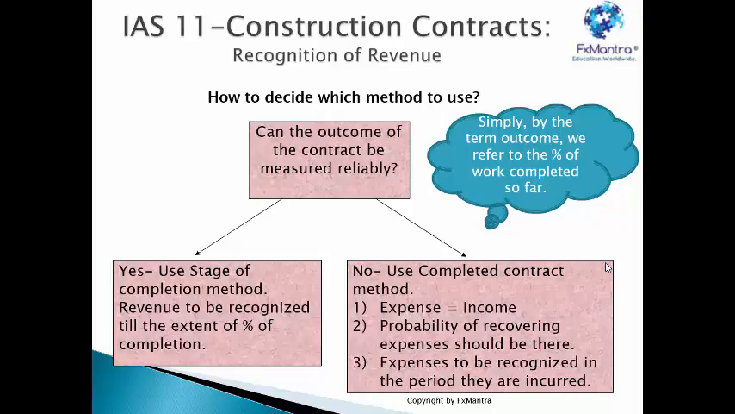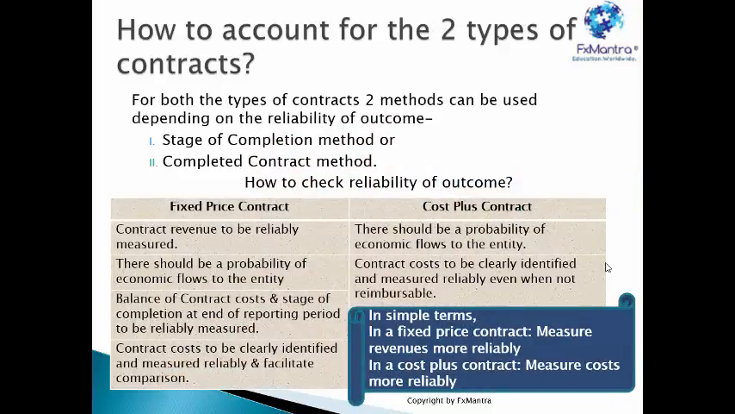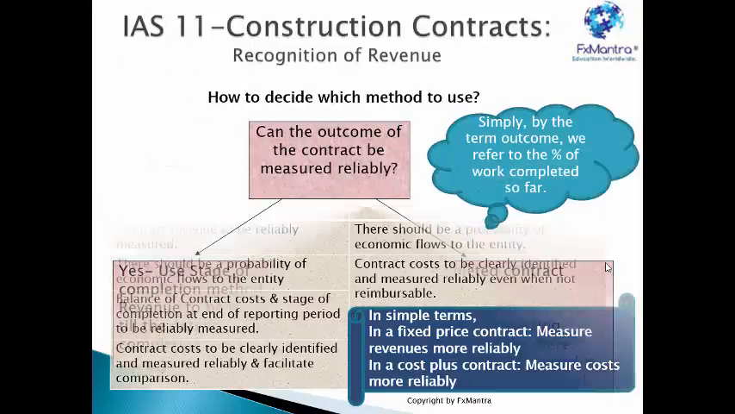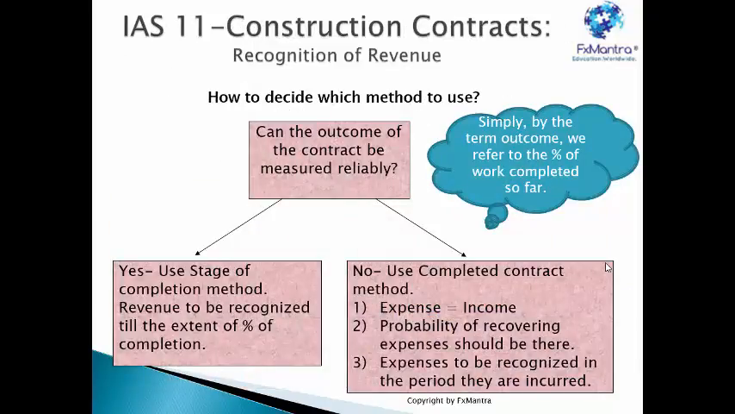So can I summarize like this, that there are broadly two types of contracts, fixed price and the cost plus contract. But when it comes to accounting for both these kind of contracts, we can use two kinds of methods. In both the methods, the first step is to see whether we have a reliable estimate of the outcome of the project. For practical solving purposes, by outcome we are referring to the percentage of work completed so far. If you are in a position to determine that percentage, yes, use stage of completion method. If you are not in a position to do that, you do the completed contract method.